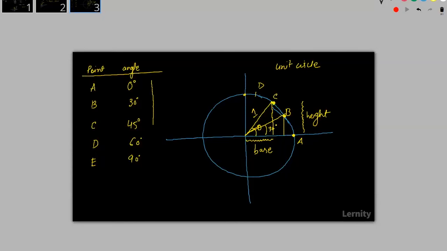From 0 till here, the height is increasing, right? Okay, so suppose I start writing the values of sine theta. I will make a next page. So if I start writing the values of sine theta, this is the x-axis and this is the y-axis.